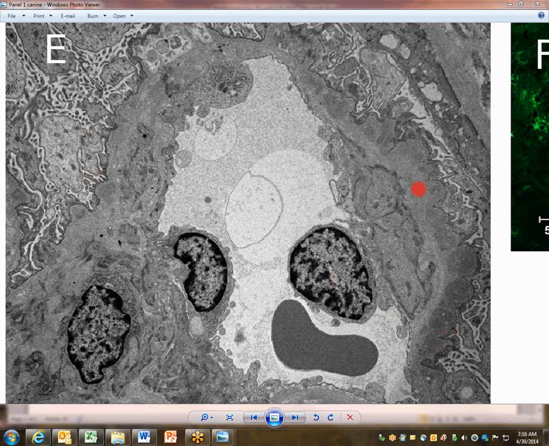Getting focused on the basement membrane. Finding the basement membrane in an EM is always sort of the first step, getting oriented. So: capillary lumen, red blood cell, endothelial cells, epithelial cells out here. There's a little bit of discernible foot process, but mostly they're effaced here and here and here. And out here, this is villous transformation, is it not?